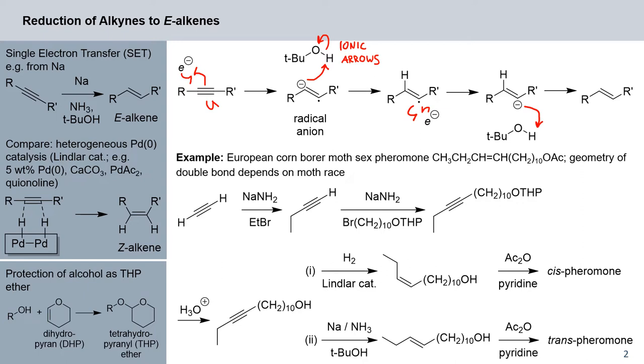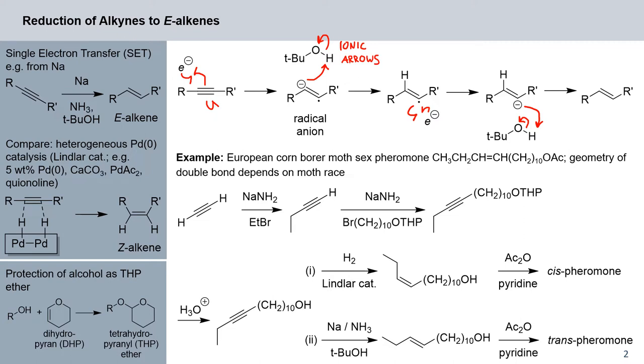And we can do the same trick again, picking up another hydrogen, another proton that is, from the solvent. And like this, we get to our product here on the right hand side, an E alkene. This is a very useful process, in particular in the synthesis of the sex pheromone of a European corn borer moth.